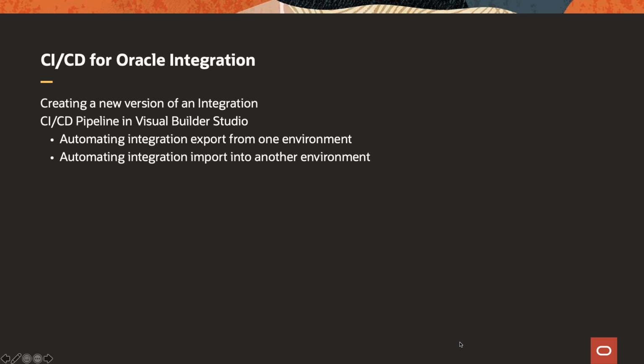In this demonstration, we're going to show you how you can create a new version of an integration through the Oracle Integration web interface, and then how you can use Visual Builder Studio to automate a CI/CD pipeline that would export the integration from one environment and then import it, invoke it, and activate it in another environment.